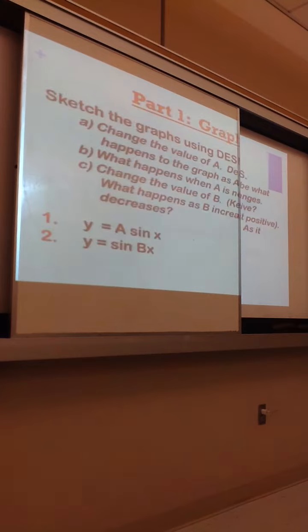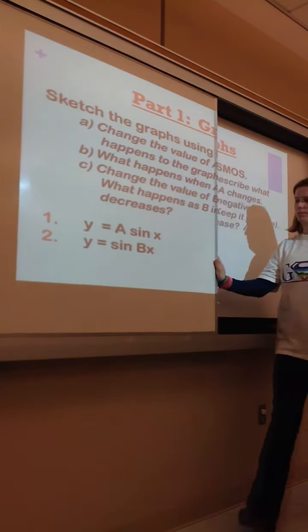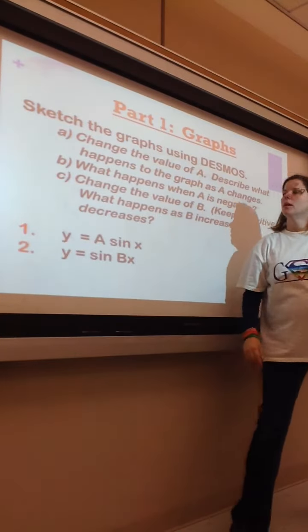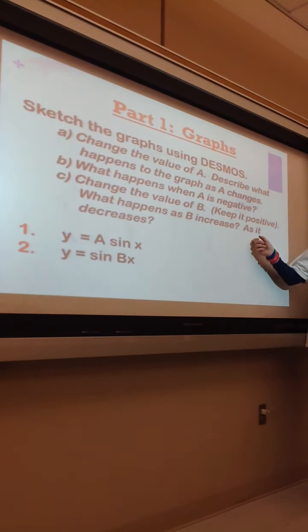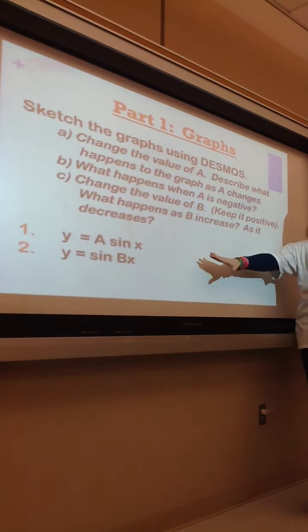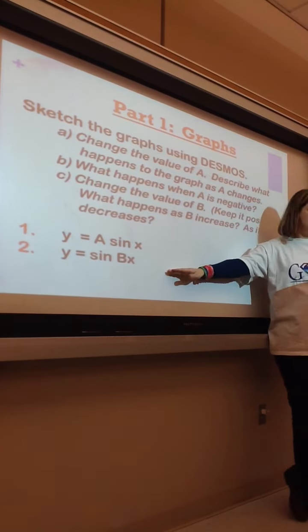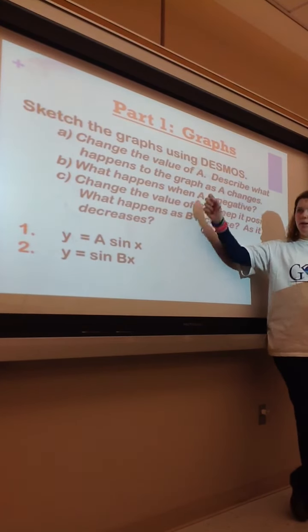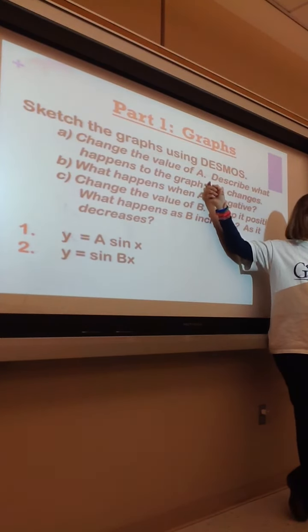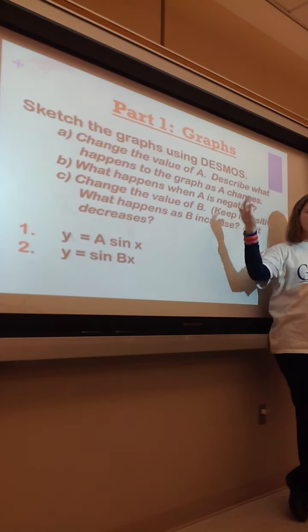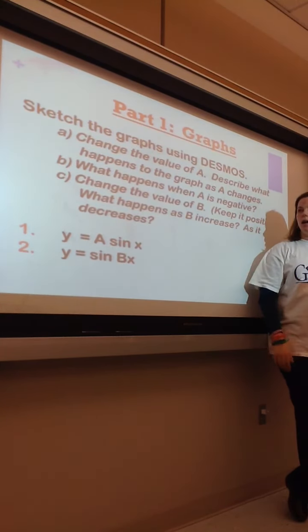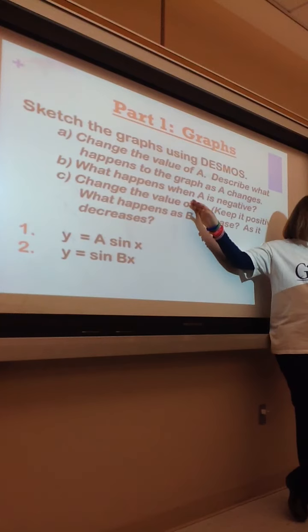So here's the graphing that I would like you to analyze. You're going to sketch these 2 graphs all on Desmos. Okay? So we have y equals a sine x and y equals sine bx. I would like you to change the value of a. Okay, pick any numbers you want. Make them positive, make them negative. I would like to know what happens when you change that a.